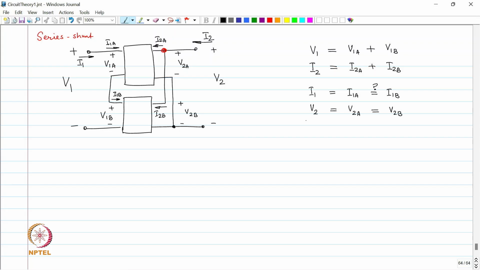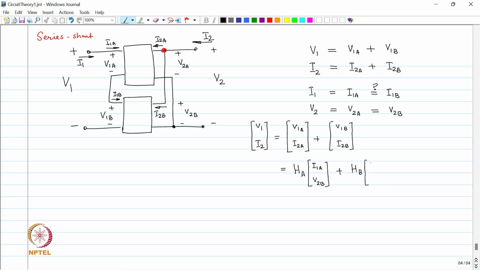So, what can you say? V1 I2 is equal to V1A I2A plus V1B I2B, right, and V1A I2A is equal to HA times I1A V2A. And V1B I2B is HB times I1B V2B. Fine.